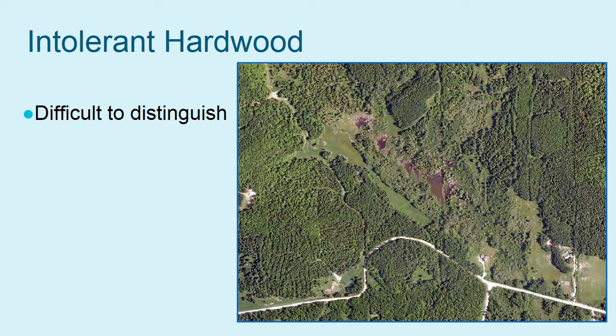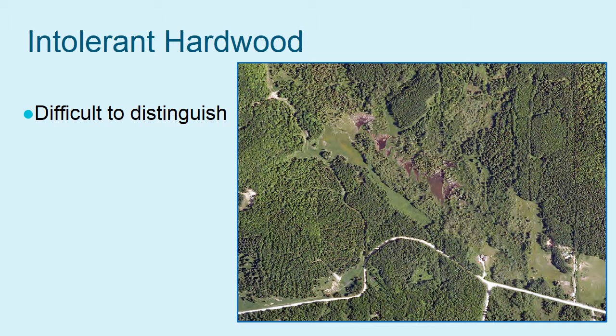Intolerant hardwoods are going to be very difficult to distinguish on this imagery. What you don't know is that this stand here, this rectangular-ish stand, is pretty much predominantly an intolerant hardwood. By intolerant hardwood, I'm talking about pioneer species, those first to come in after a site has been abandoned, and we're talking about aspen and, in this case, paper birch. A little bit of red maple in there possibly.